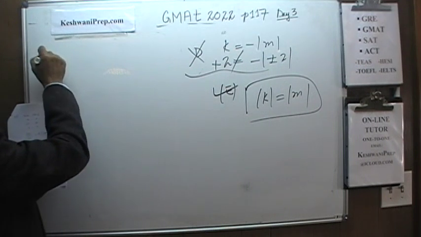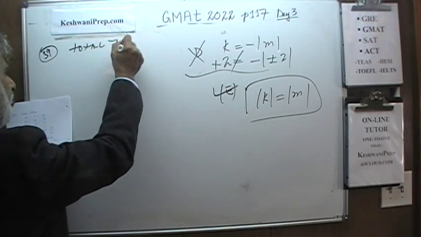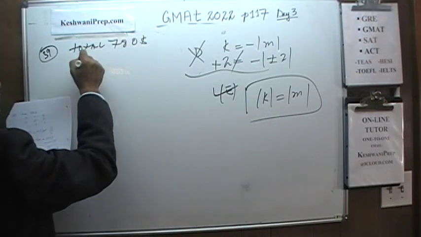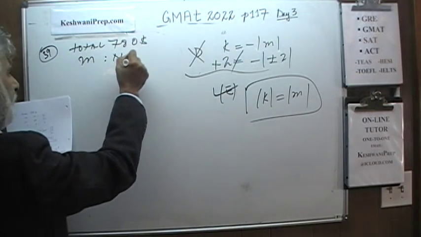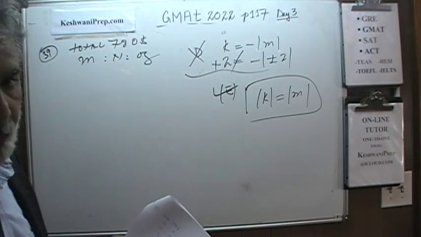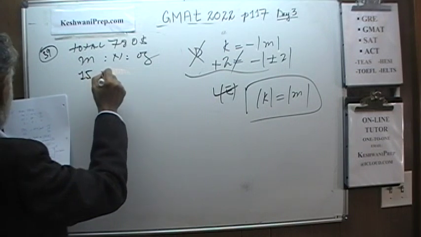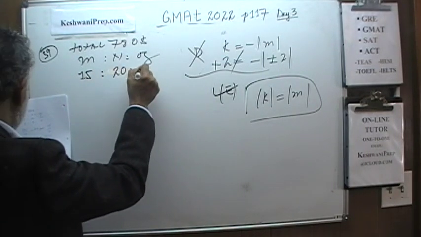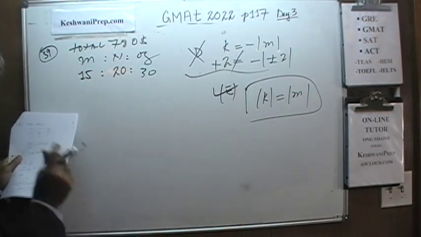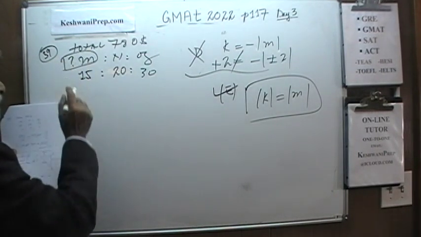39. In number 39, we have a total of $780 for M, N, and O. And we are told that we're going to split this amount of $780 in the ratio of 15 to 20 to 30. Question is, how much is M going to get?